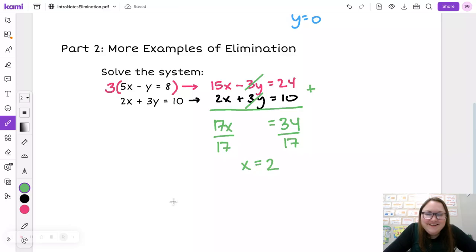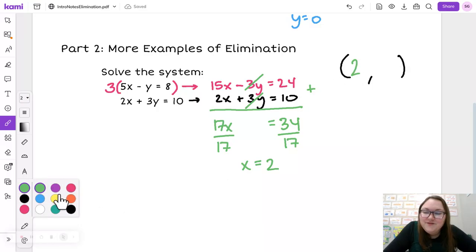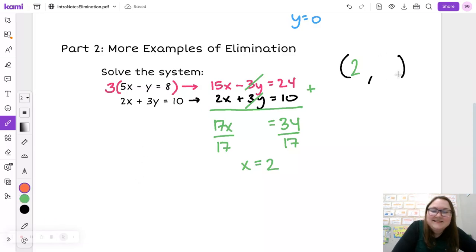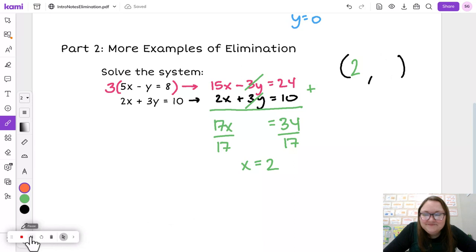So this part right here in green is what the first part of solving should look like. After you combine your equations, I'm doing that now because my y's will eliminate. You get 17x equals 34, and when you divide, you get x equals 2. So right now I have half of my answer. I know that the x coordinate is 2. If you didn't finish this earlier, go ahead, pause again, and finish solving the system by finding your y.